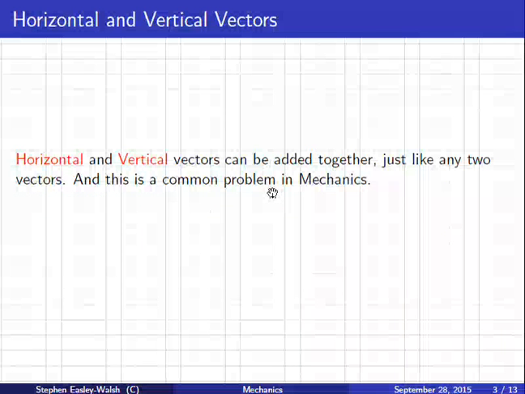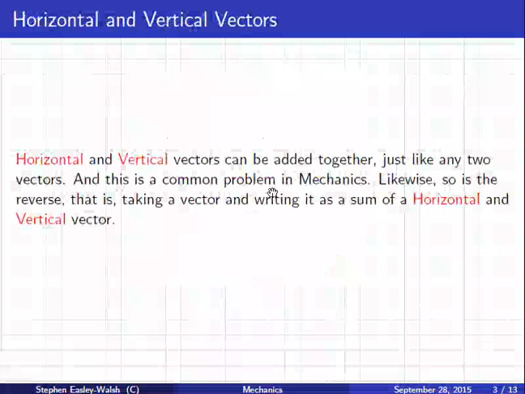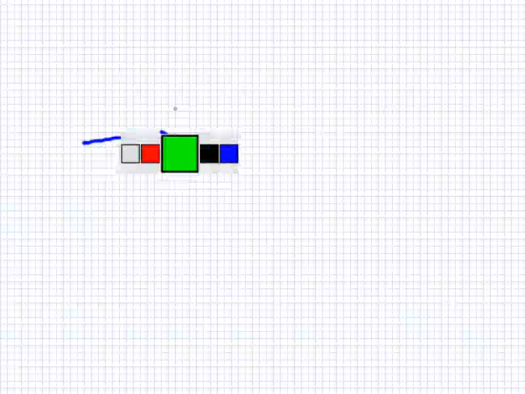Okay. Horizontal and vertical vectors can be added together just like any two vectors. And this is actually a common problem in mechanics. So what we really want to be looking at today is the opposite. So after you add two vectors together, can we go backwards? Can we do the reverse? That is, taking a vector and writing it as a sum of a horizontal and a vertical vector.